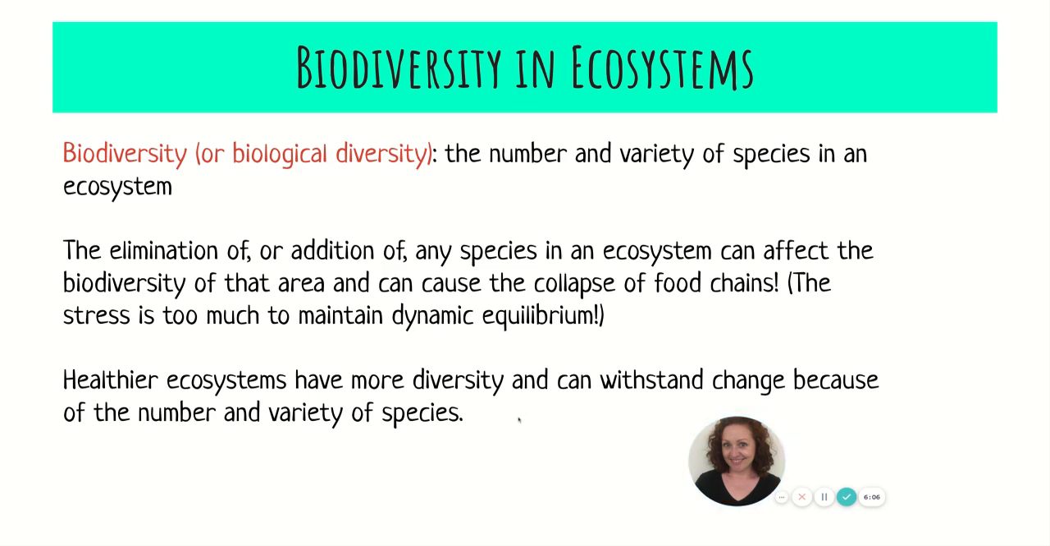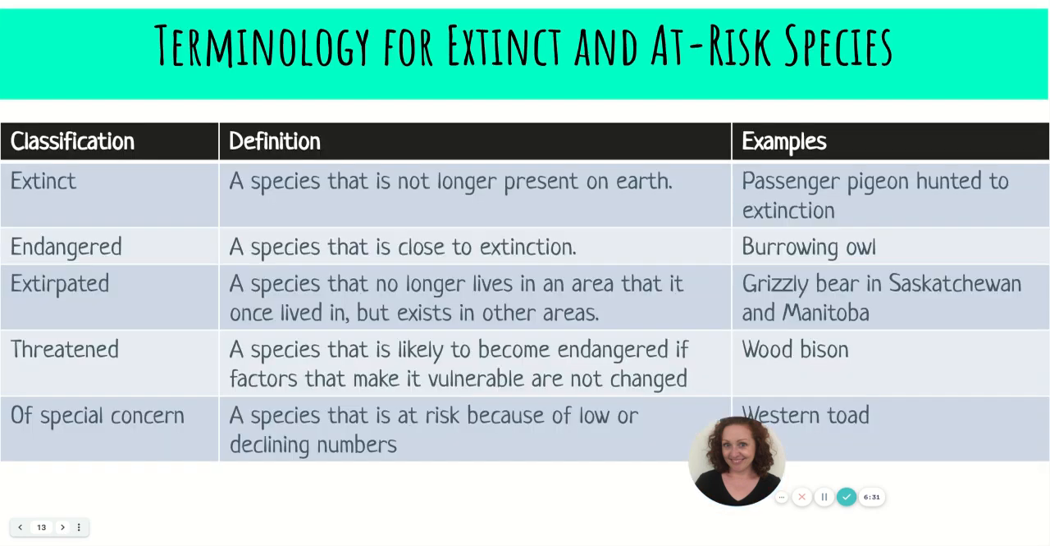A healthier ecosystem has more diversity. So, for example, if there are many different rodents or many different food types that can be eaten by a predator, that gives them more options if something happens to one of the prey species. And so healthier ecosystems tend to have more diversity because they can withstand change. With a greater number or variety of species, there are more options for organisms to eat and still pass on energy and survive.